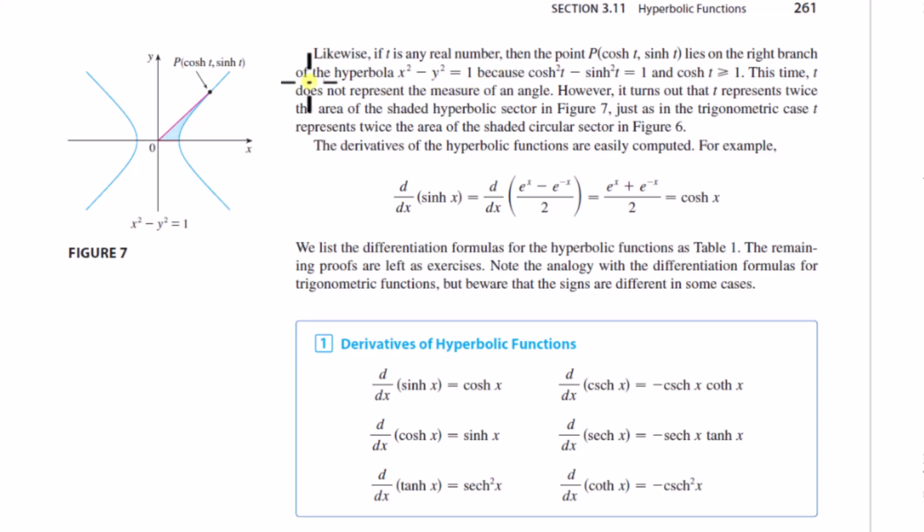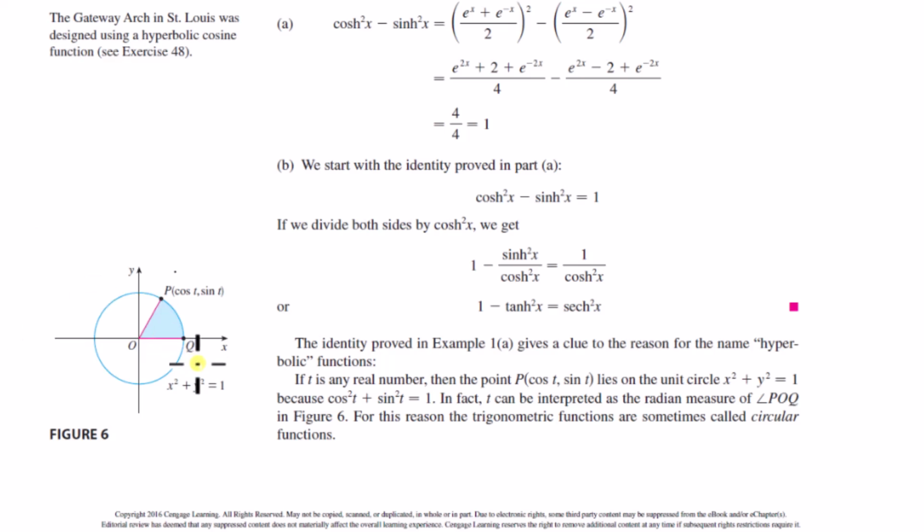Unfortunately, for this hyperbolic cosine of t and hyperbolic sine of t, that t doesn't represent this angle here. But it turns out that t represents twice the area of the shaded hyperbolic sector in figure 7. So t represents twice this area. Just as in the trigonometric case, t represents twice the area of the shaded circular sector. So in this case, t also represents twice the area of this sector.